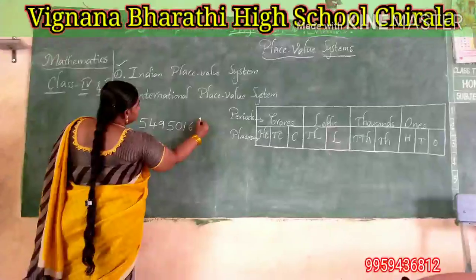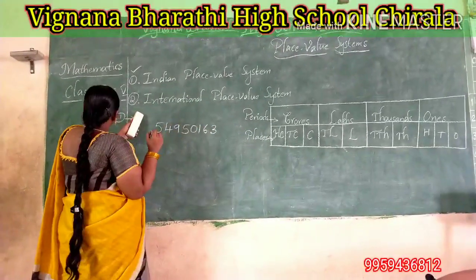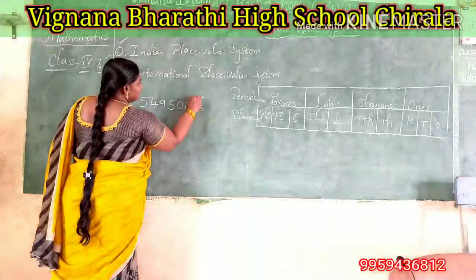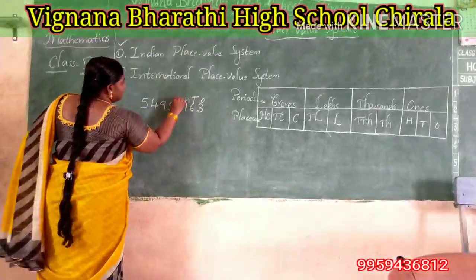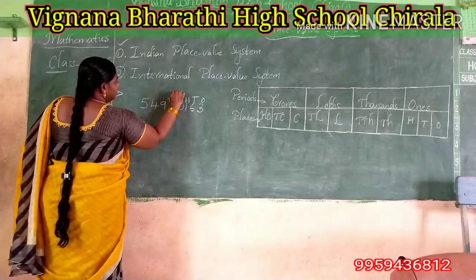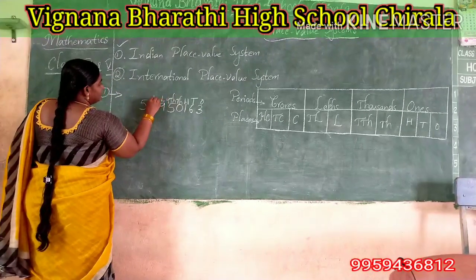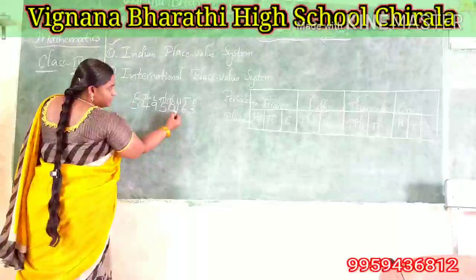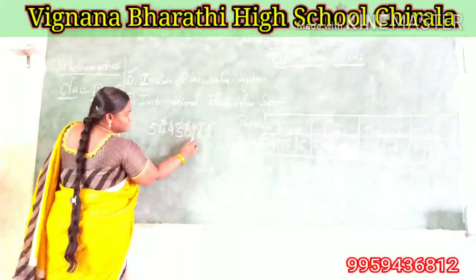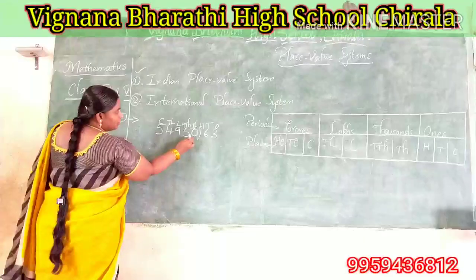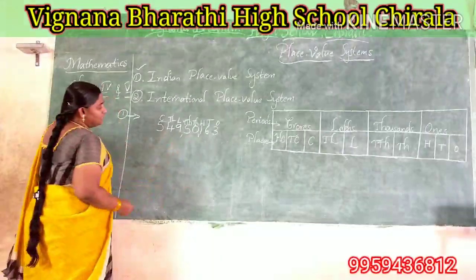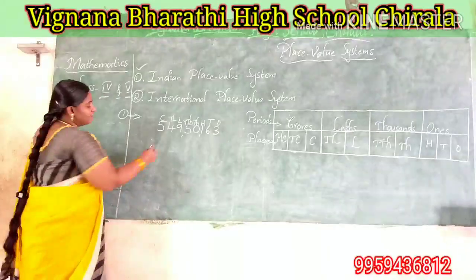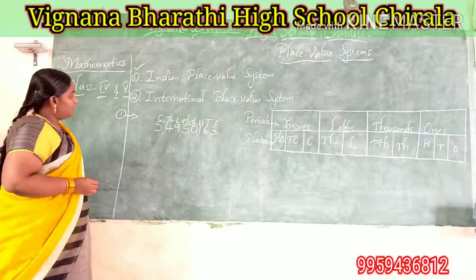Okay, now we assign places for the digits of this number: ones, tens, hundreds, 1000, 10,000, lakhs, 10 lakhs, crores. We should divide each and every period by using a comma. Ones, tens, hundreds come under ones period. Thousands, 10,000s come under thousands period. So separate that with a comma. Next, lakhs, 10 lakhs come under lakhs period. And this is crores.